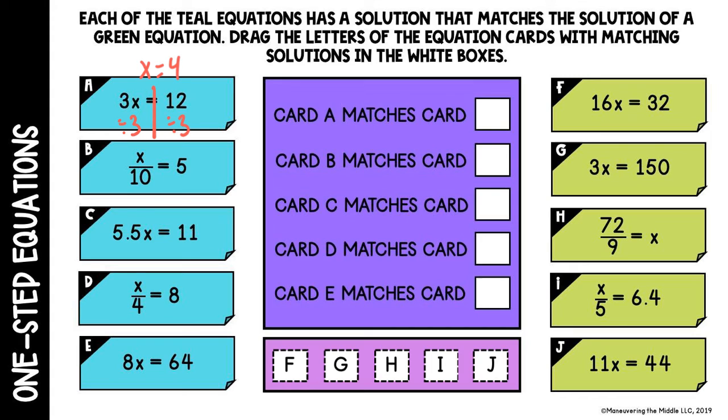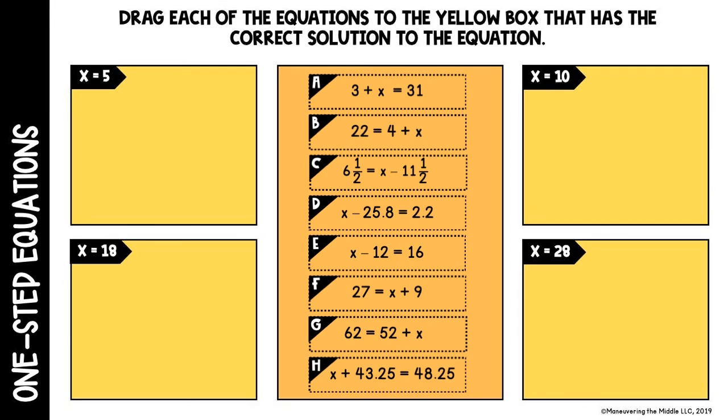So what you might do is look over here and think, okay, where else could I plug in 4? I know 16 times 4 is not 32. 3 times 4 is not 150. 72 divided by 9 would not equal 4. 4 divided by 5 is not 6 4/10. So 11 times 4, so this would be J. So that would be how you could solve these problems. So each card should have a match. One from the turquoise matches one from the green.